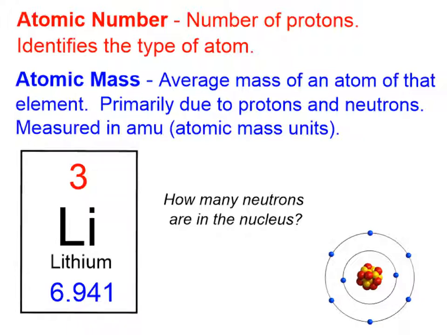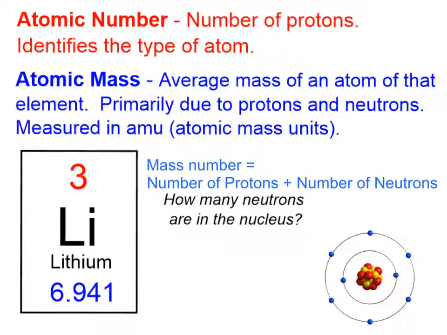Another important number is the atomic mass. That would be this number down here. The atomic mass is actually the average mass of an atom of that element. It is primarily due to the protons and neutrons, because remember, that's where the bulk of the mass is. It's measured in AMU, or atomic mass units. Another term for the atomic mass would be the mass number. The mass number is the number of protons plus the number of neutrons. We can round this number up to an even 7.